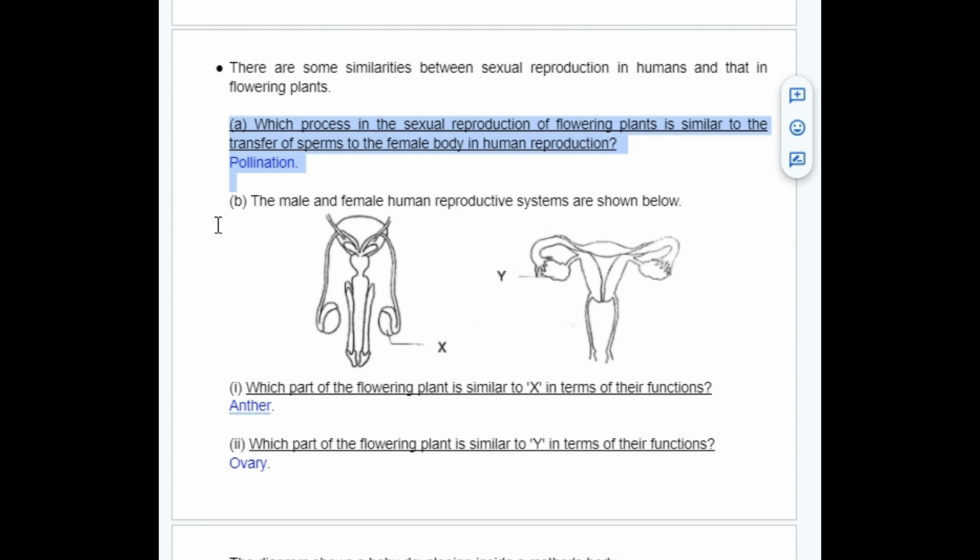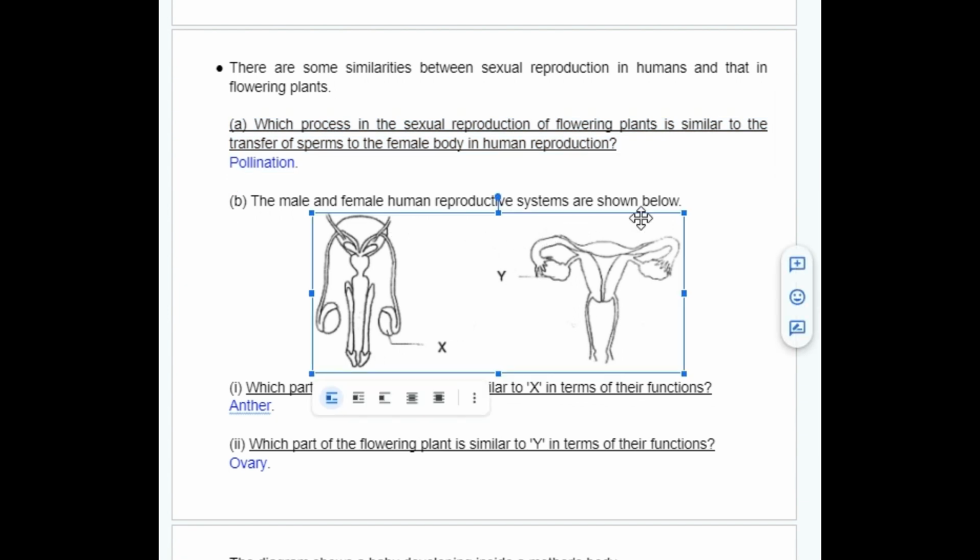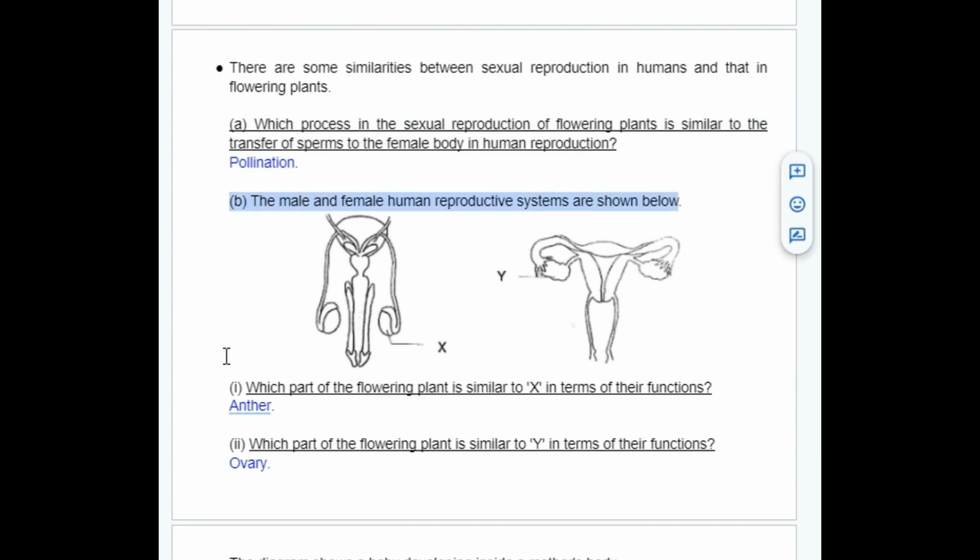B. The male and female human reproductive systems are shown below. 1. Which part of the flowering plant is similar to X in terms of their functions? Anther. 2. Which part of the flowering plant is similar to Y in terms of their functions? Ovary.